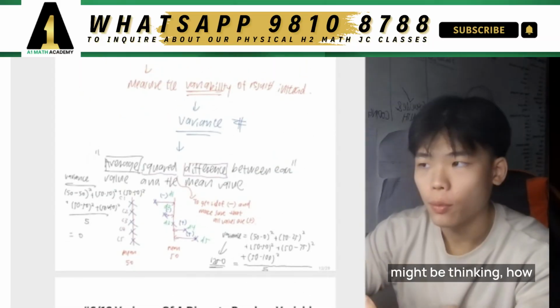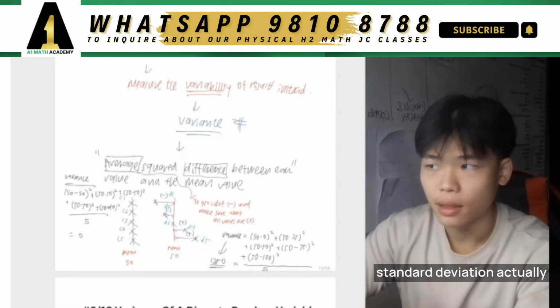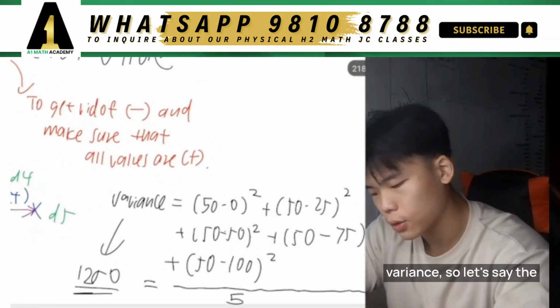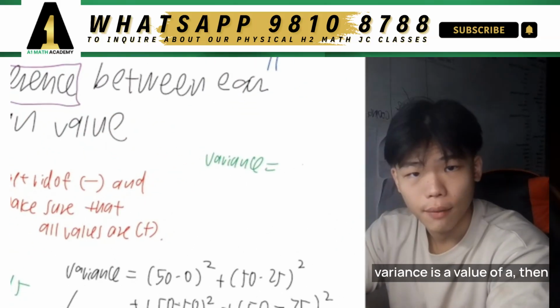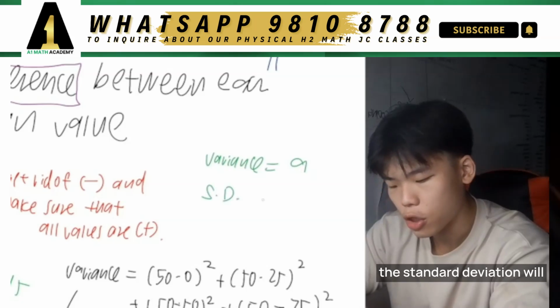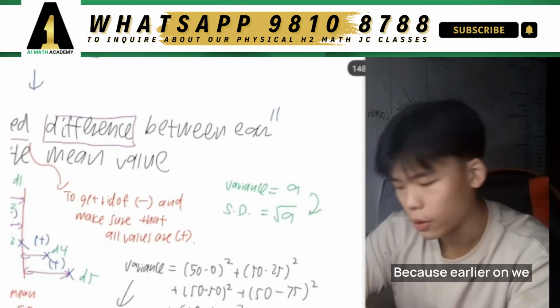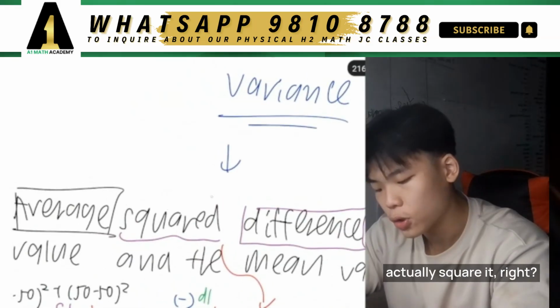And then of course, you might be thinking, how does the concept of standard deviation actually come into play over here, right? So after we calculate the variance, let's say the variance is a value of A, then the standard deviation would be the square root of A, right? We just square root this. And why do we square root it? Because earlier on, we actually squared it, right?